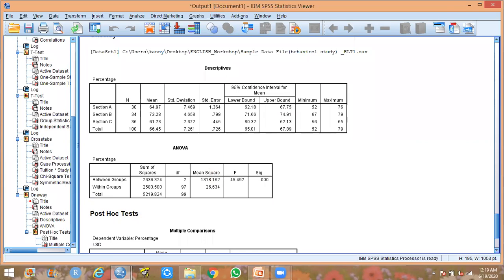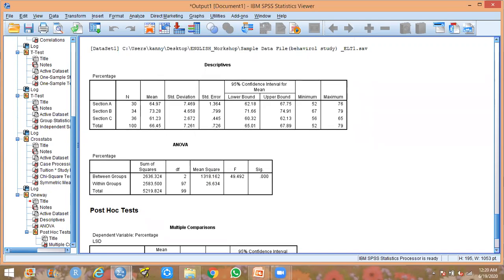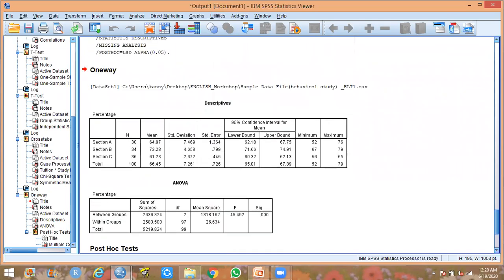These are the output tables of one-way ANOVA. In output view, the first table gives you a summary of the data, that is, descriptive measures for your groups. How many groups do you have? Three groups: section A, section B, section C.